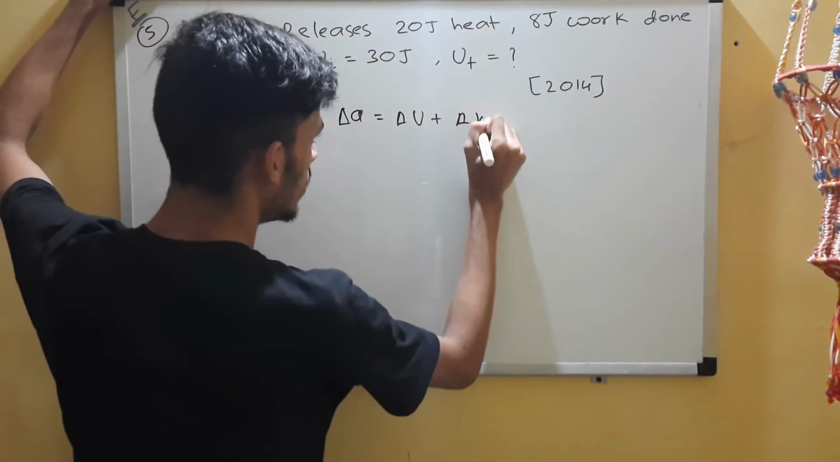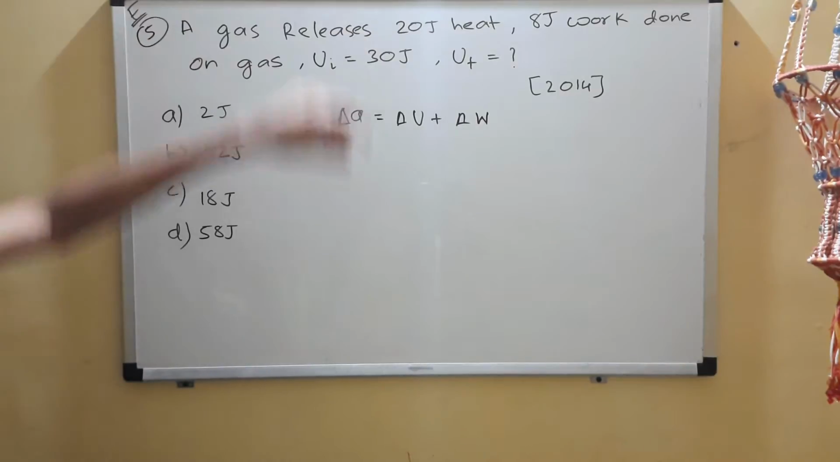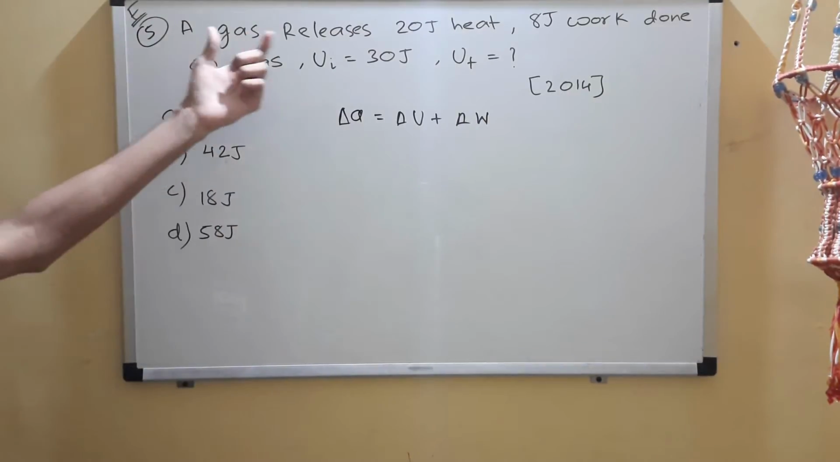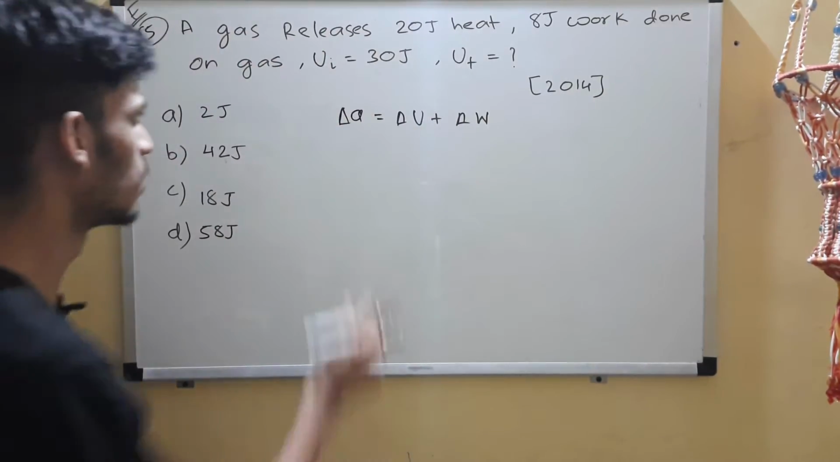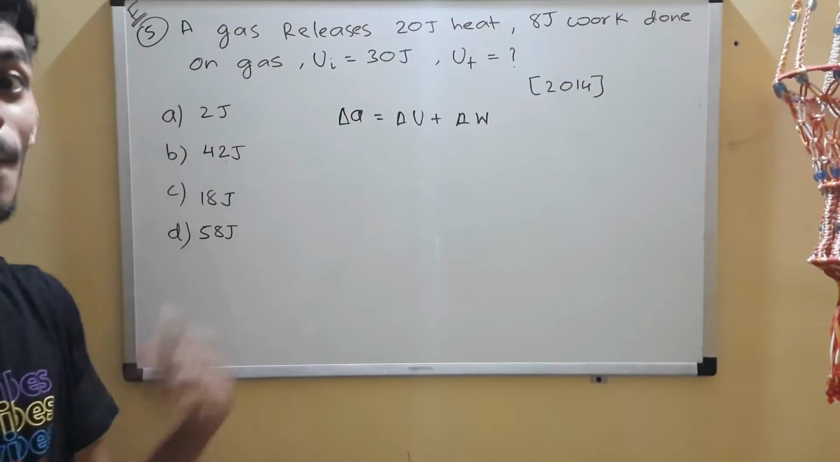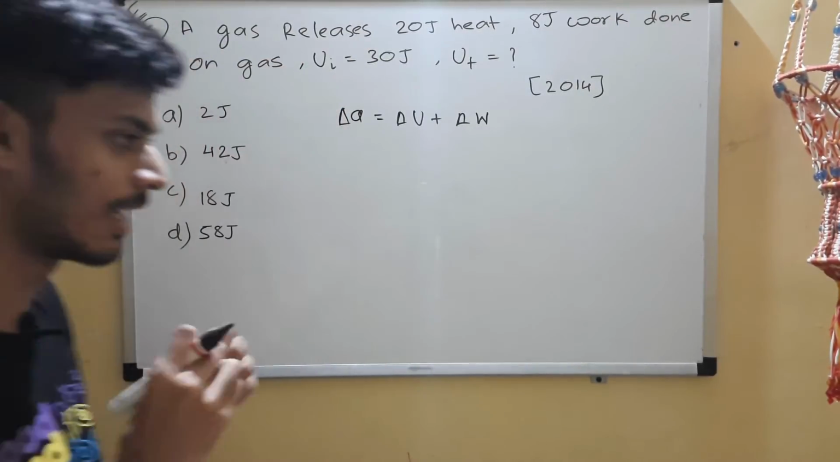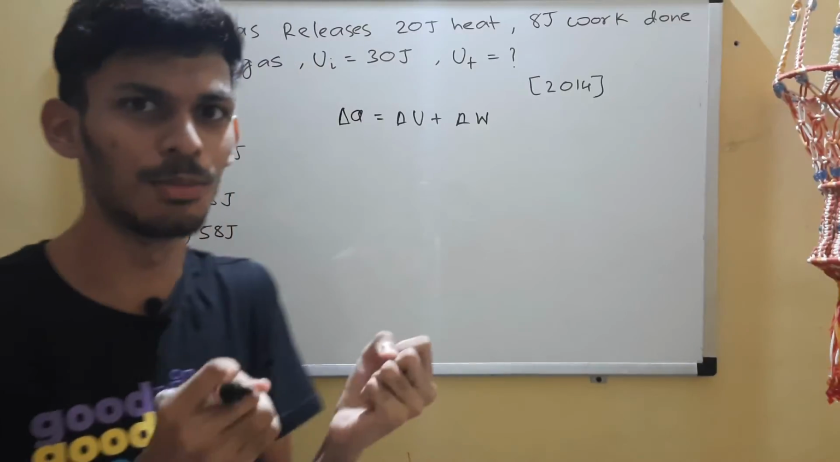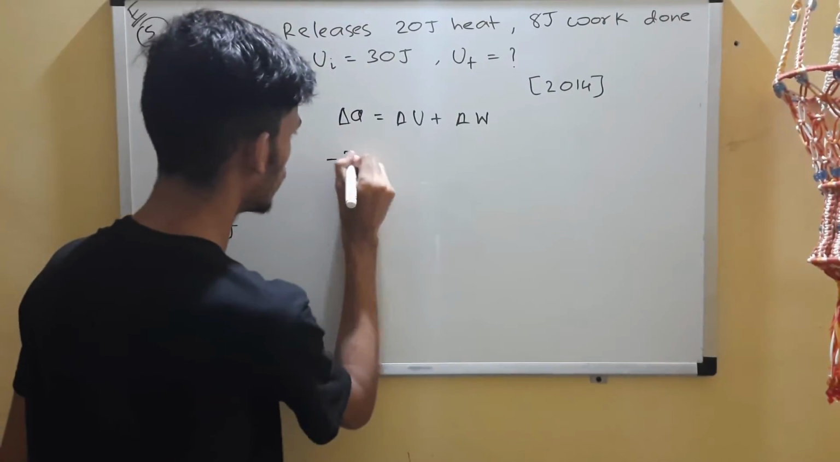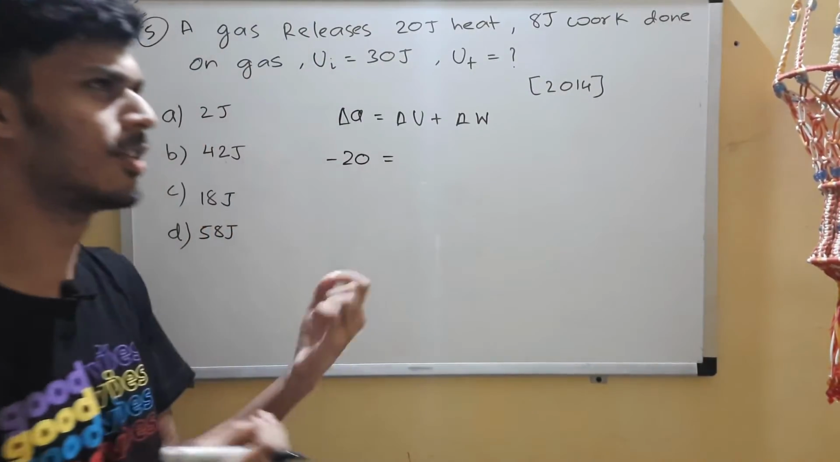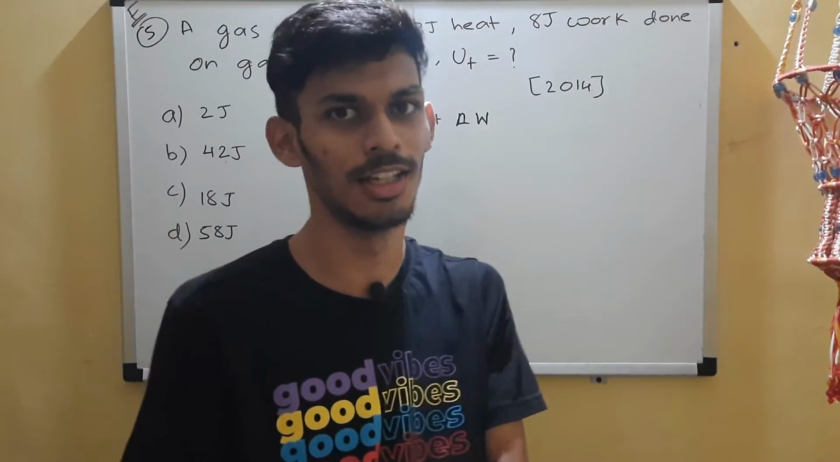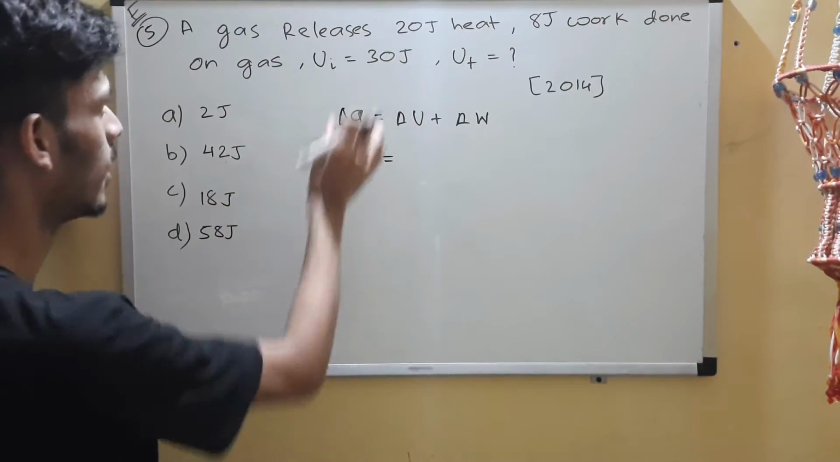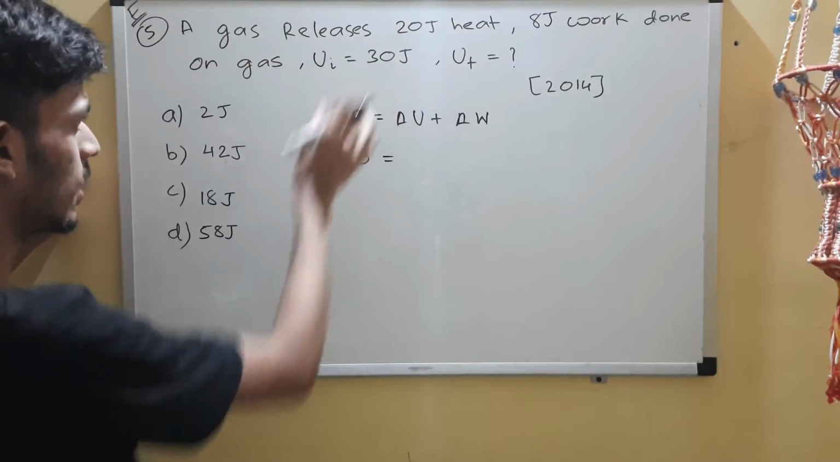So delta Q is equal to delta U plus delta W. Okay, so gas releases 20 joule of heat. So this value is 20, right? Minus 20. It is released, right? Heat released is negative, heat absorbed is positive. This is by convention. This is one of the most fundamental things that you learn in thermodynamics, right? So heat released is negative, so minus 20.